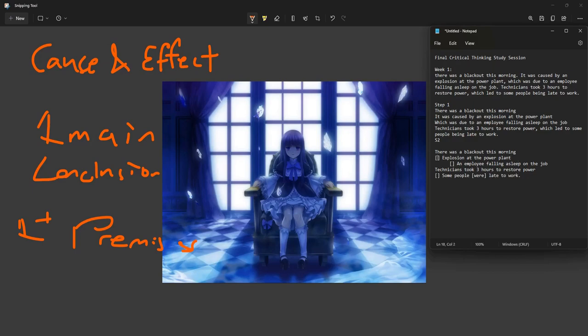And now that we're here, we have to label it with the four codes. The first one is pretty simple. The cause. Okay. Nothing too difficult yet. The second one is also a cause. The explosion at the power plant was the cause of the blackout in the morning. The cause of the explosion at the power plant was an employee falling asleep on the job. Technicians took 3 hours to restore power, and some people were late to work is an effect of that. Although, more accurately, technicians took 3 hours to restore power is the first statement, and then the effect of said statement is that some people were late.